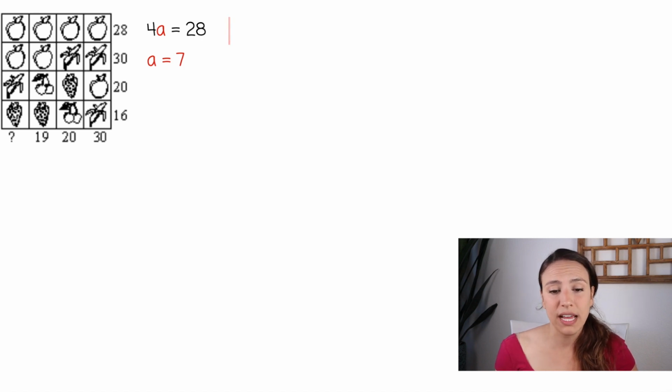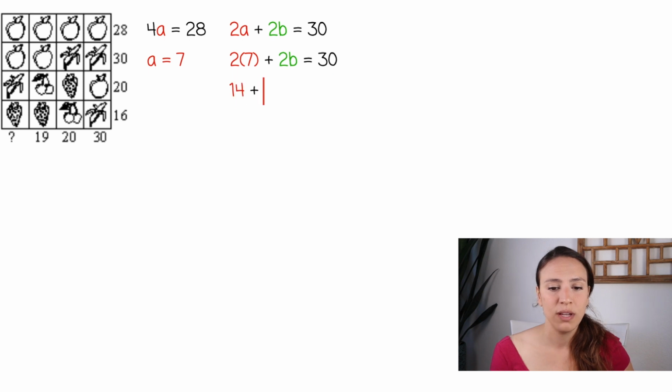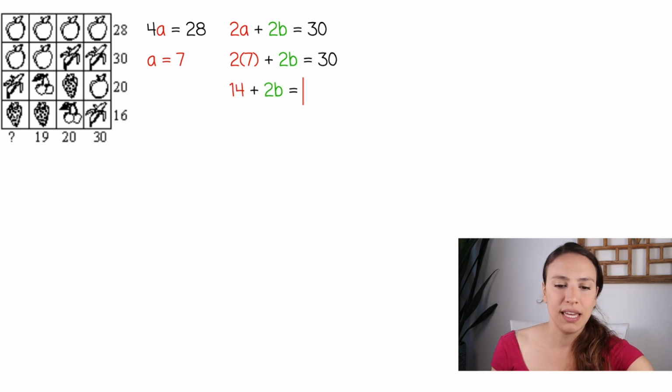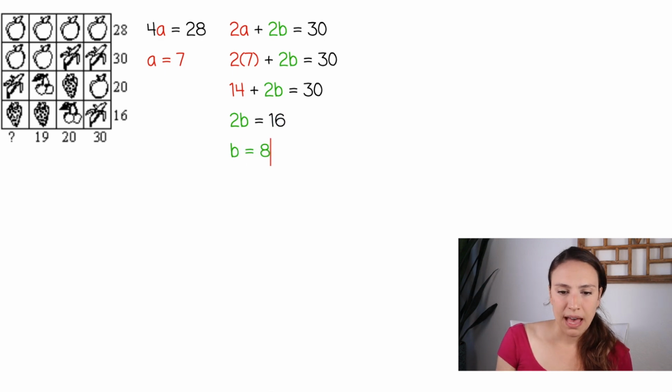Then you can figure out the next row. 2 apples, that's 14. 30 minus 14, that's 16 divided by 2. The banana is 8. So I'm just going to write this down. So apple, 7, banana, 8. Okay, then it starts getting tricky because you have 2 rows with 2 equations. So you might need to do a little bit of algebra here where we have 1 apple, 1 banana.